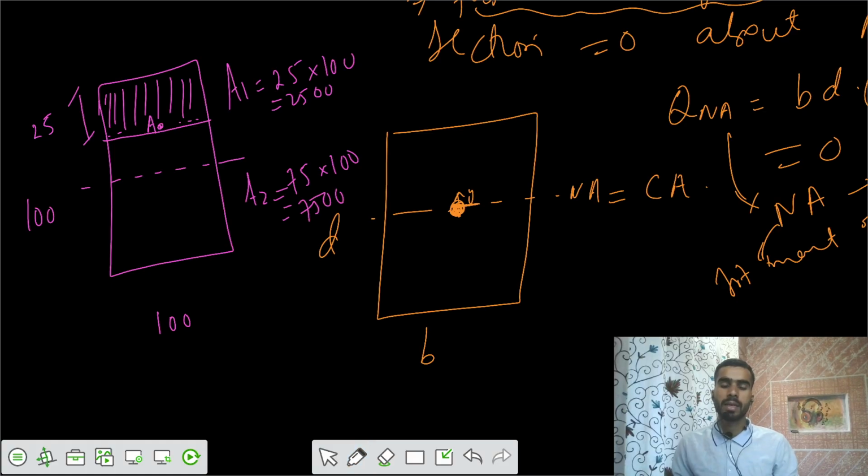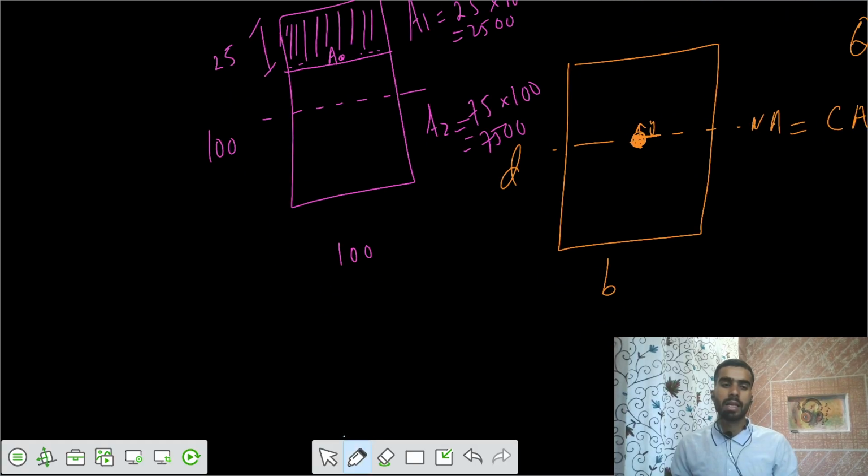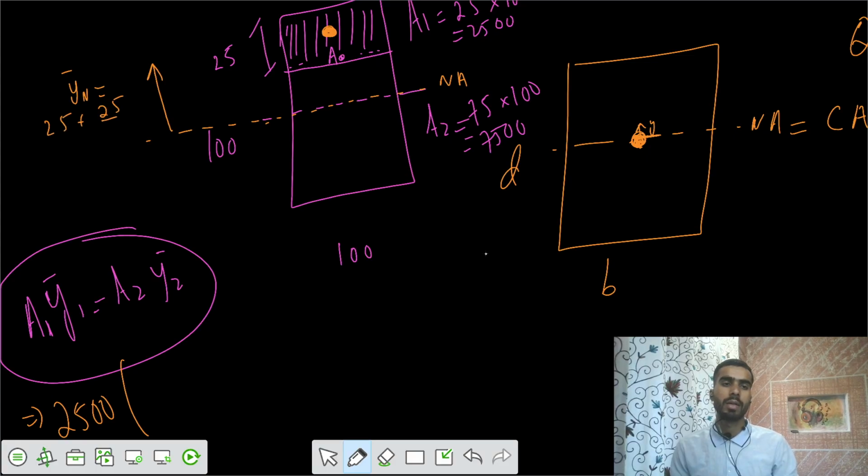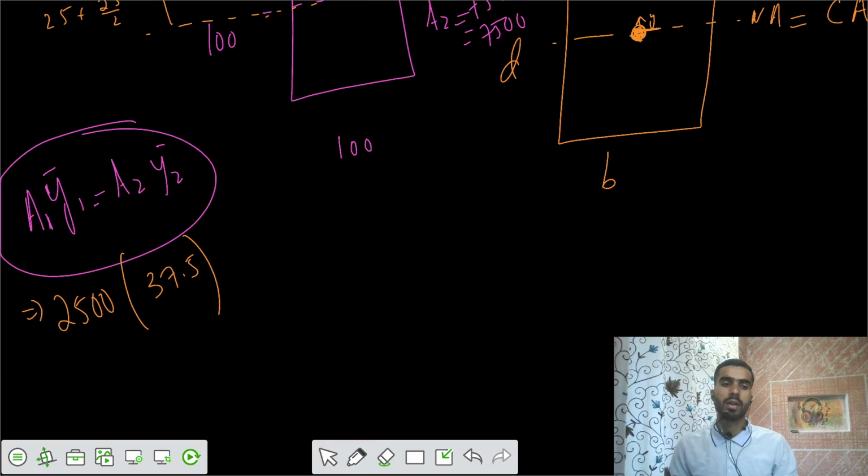Now the area is different, but I'd say that the first moment of area is the same. You can take A1 y1 bar or you can take A2 y2 bar. Let's verify that. If you calculate A1 y1 bar, we had A1 equal to 2500, and the centroidal axis, the neutral axis, would be at 50. Let's say the centroid of area 1 is here. So y1 bar is at a distance of 25 plus 25 by 2, that is 37.5 mm. So we got the A1 y1 bar first.